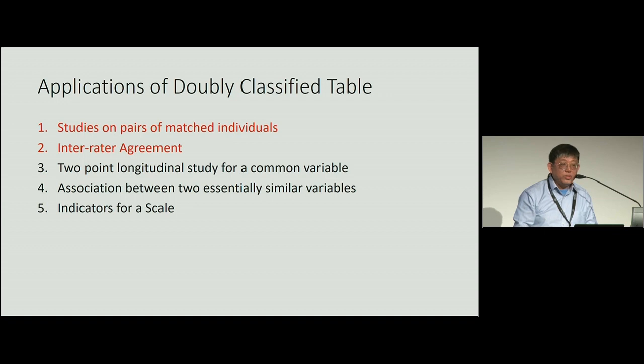Another application is longitudinal study. Let's say you ask about student satisfaction at one time on a scale of 1 to 10, and in the second wave you ask the same students, then you can see where the pattern is changing. Essentially similar variables can be used as well. Let's say you want to know the relationship between the right eyes and left eyes. You can tabulate a table and use those models. And the last one is if you have a construct with indicator 1 and indicator 2, you want to know what their association is like. That's also applicable.